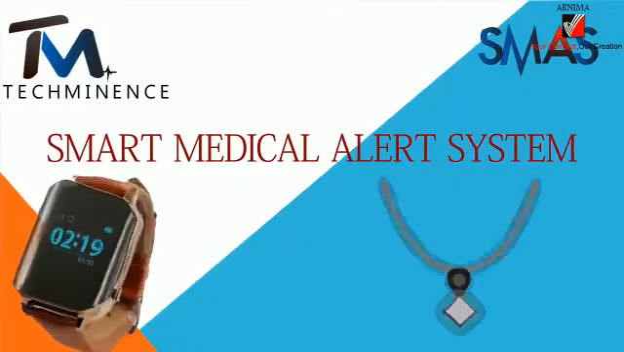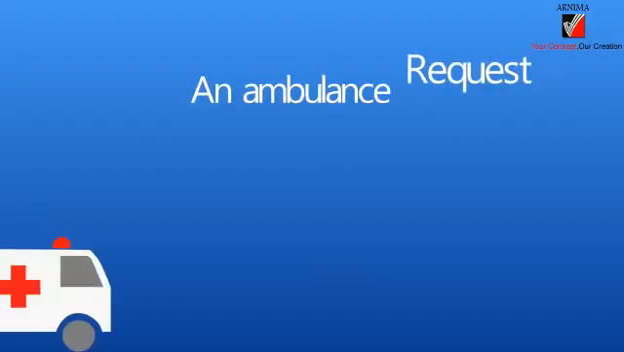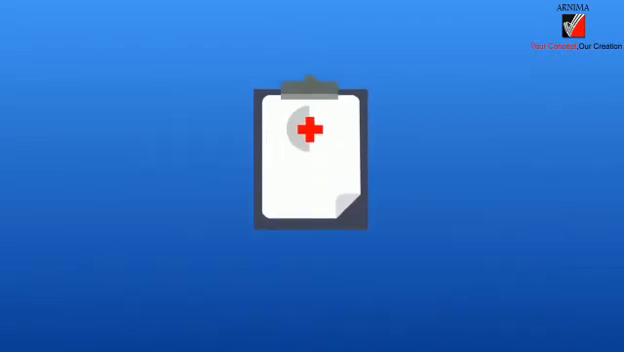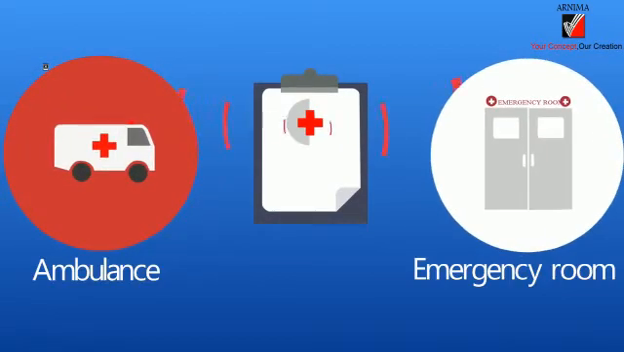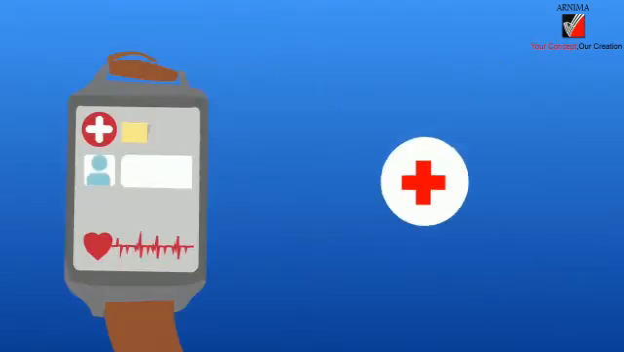Introducing Smart Medical Alert System, SMAS, that helps you reach the assistance you need. Request an ambulance in emergency, reach your preferred hospital, and even forward your medical records to ambulance and emergency room instantly. You can get real-time updates during emergency till someone gets there. It is an innovative approach to improve the accessibility to medical care in emergencies.